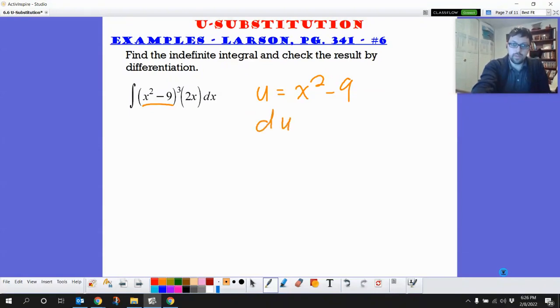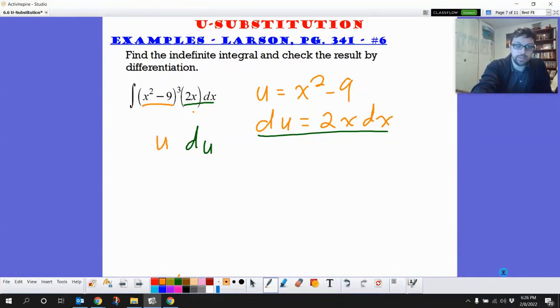So du is going to be the derivative of that, which is 2x dx. Okay. Oh, great. Look, it's right there. I should do it in a different color. So this is right there. Cool. So we can replace that 2x dx with a du. We have this u here. Colors are important. So we've got this piece that's right here. Awesome. And then we still have the cube, and we've got our antiderivative.